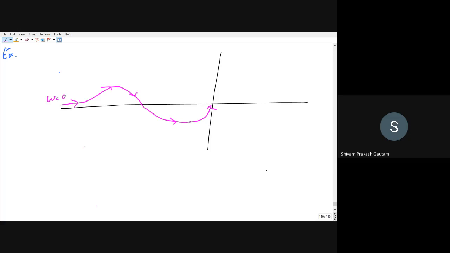This is omega is equal to 0 plus. This point is equal to omega is equal to infinite plus. This is for the positive frequency. Now we have to draw the polar plot as the mirror image of this as well. This is the polar plot. Mirror image will look somewhat like this.